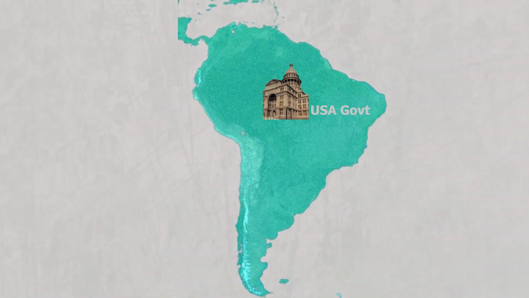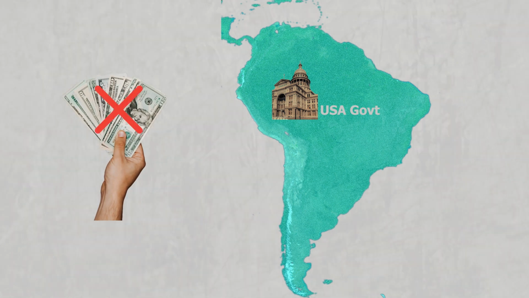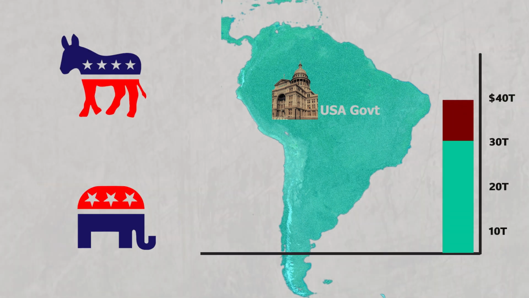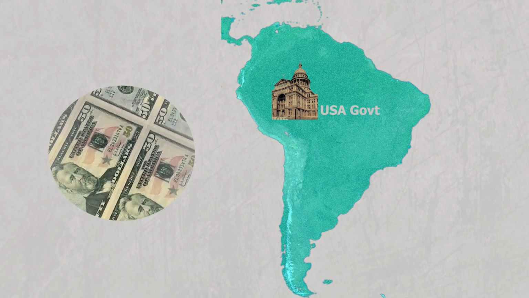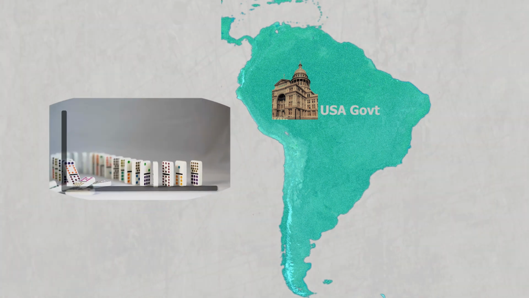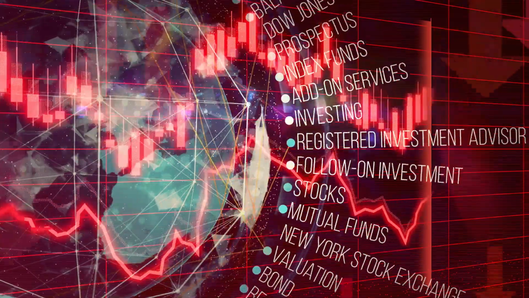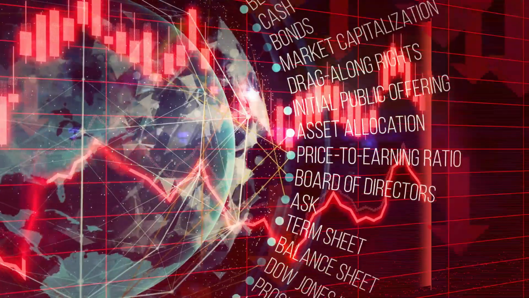Imagine this. The US government runs out of money to pay its bills. It can't borrow more because it has reached its legal limit. It can't raise the limit because Congress is deadlocked. It can't print more money because that would cause inflation. It can't default on its debt because that would trigger a global financial crisis. Sounds like a nightmare scenario, right? Well, it could become a reality very soon.